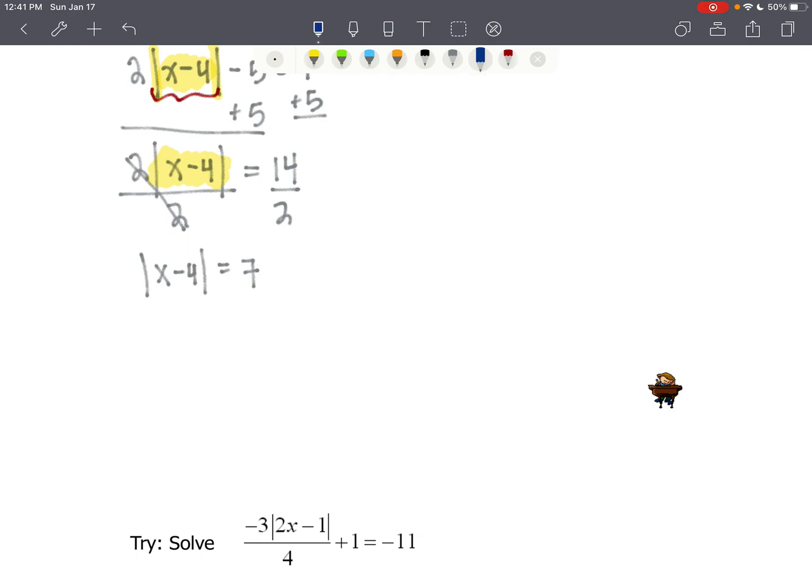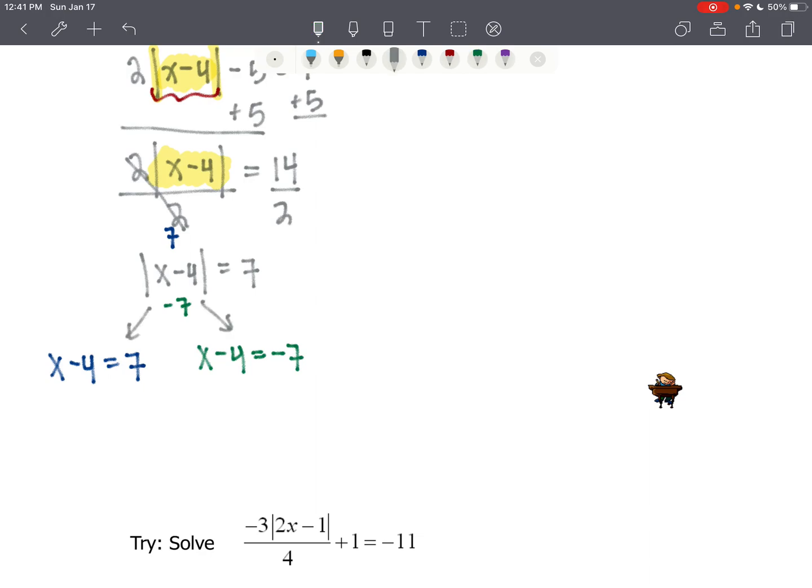So the absolute value of 7 will equal 7. The absolute value of negative 7 will equal 7. I'm going to put that negative 7 in green. So that means that x minus 4 could equal 7. That means that the x minus 4 could equal negative 7. So we create 2 equations.